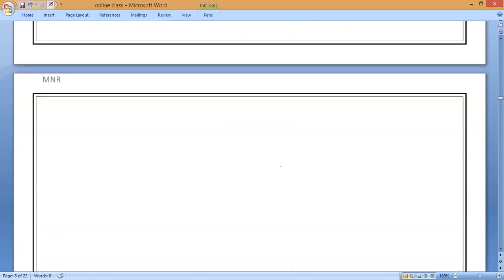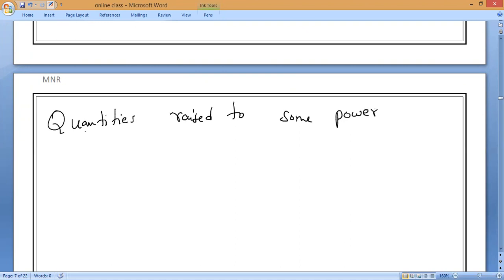Quantities raised to some power. Then how to find it? Be very careful. Quantities raised to some power. So then let us see how to find delta x and all. So I will give you an example. Be very careful. This is the most important concept. Based upon this, NEET questions will come.